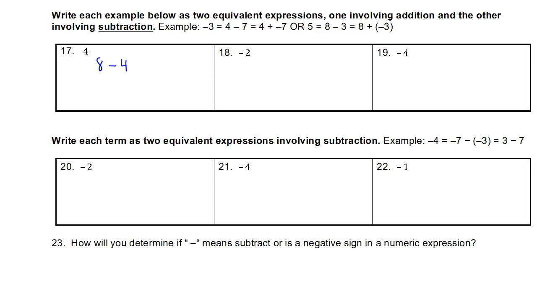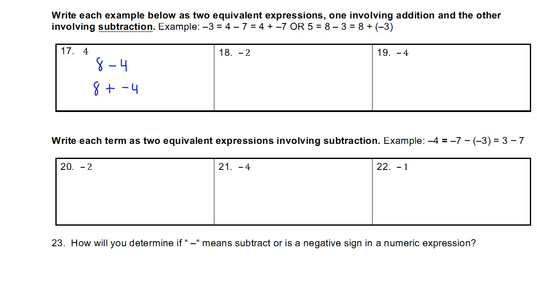And now I need an addition expression. So I'm just going to rewrite it like we practiced at the end of the first video. I'm going to leave my 8 the same, and I'm going to change this to plus a negative 4. And my 4 negatives would take away 4 of those positives, forming 0 pairs, and I'd have 4 positives remaining. So those are my examples for number 17.